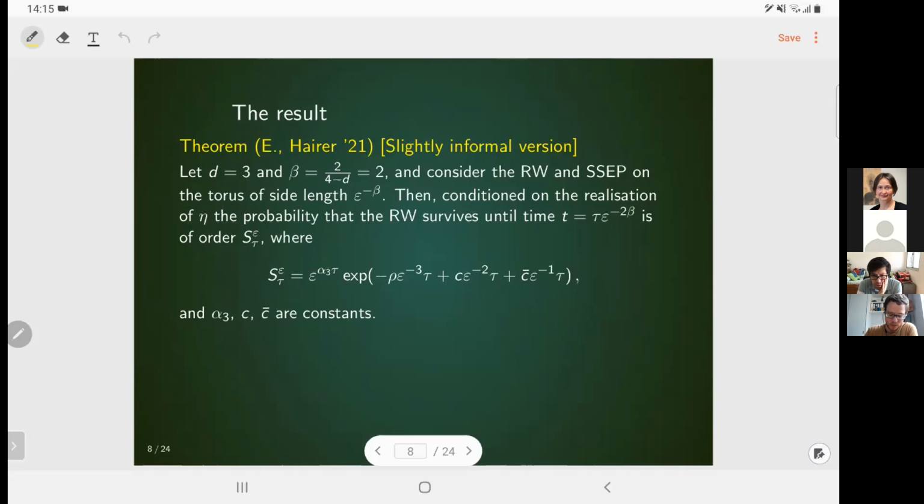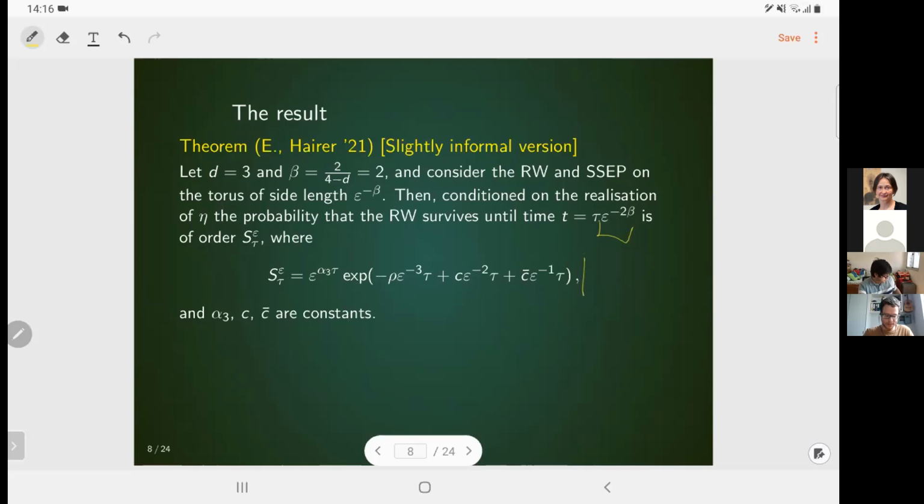And what we do is then we restrict the random walk and the exclusion process to a torus of a growing length epsilon to the minus beta. What our result says is that given the realization of the exclusion process, if you look at a time scale of order epsilon to the minus 2 beta, which is epsilon to the minus 4, then the survival probability is of the order written down here.